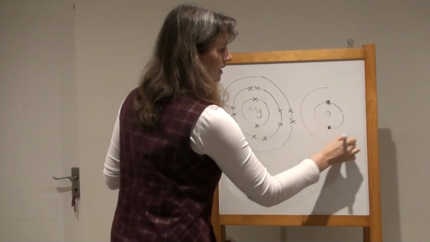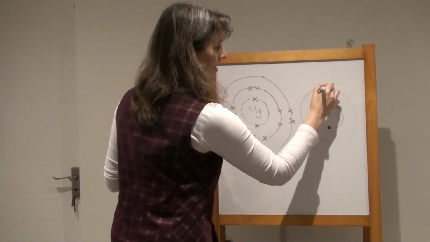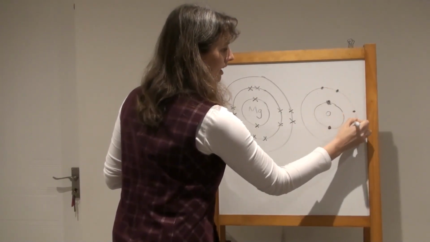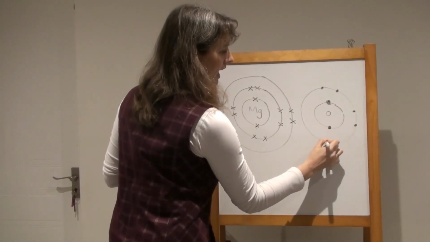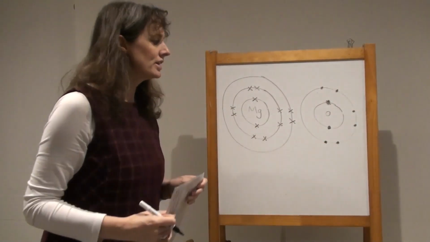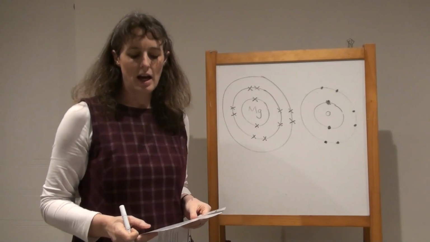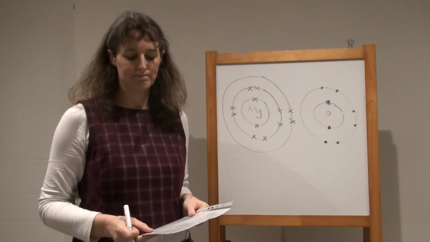Oxygen, which was the other element involved, also has a first shell of 2, and we'll use dots this time, and the second shell has just 6. So you can see that neither of those atoms have complete shells.